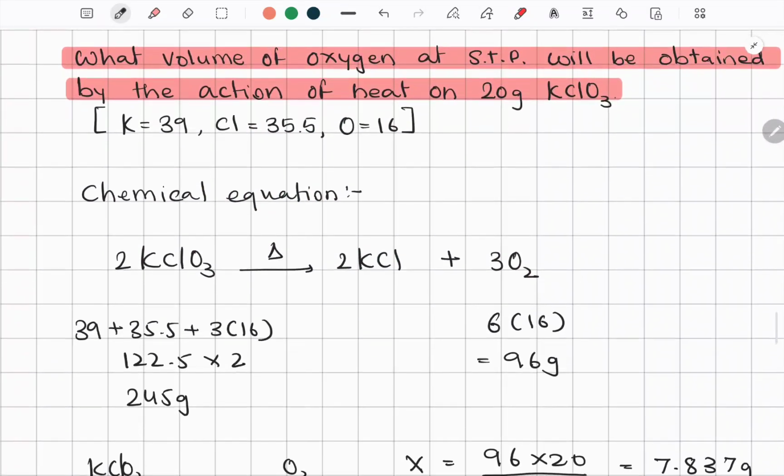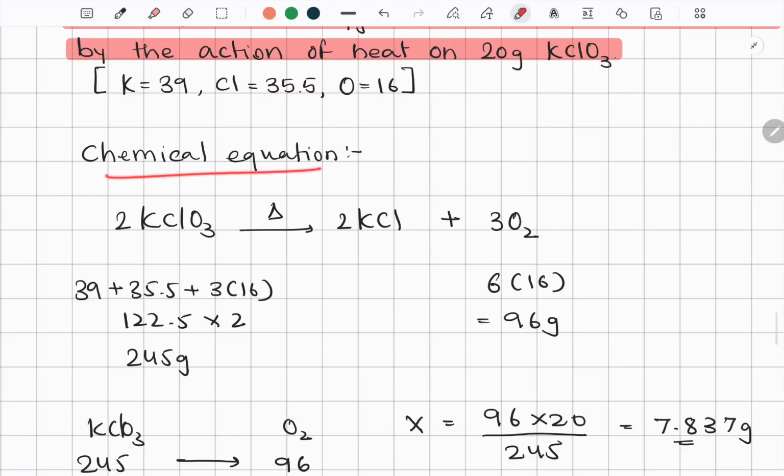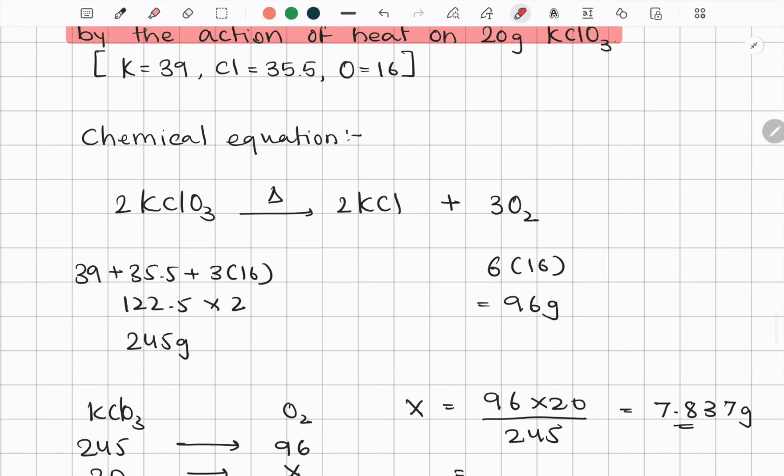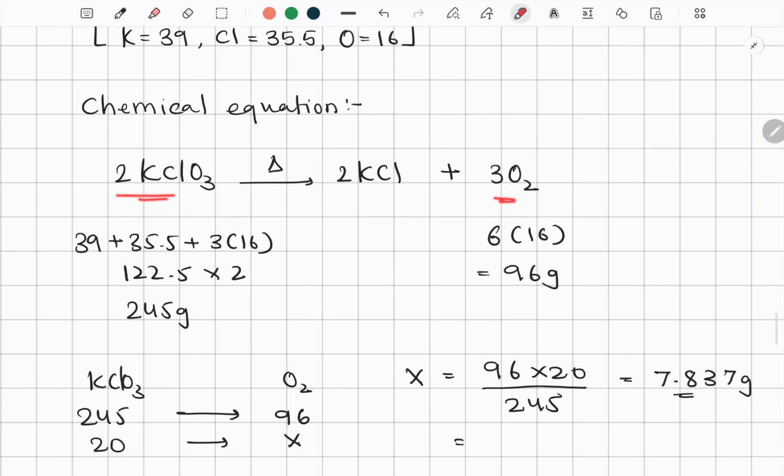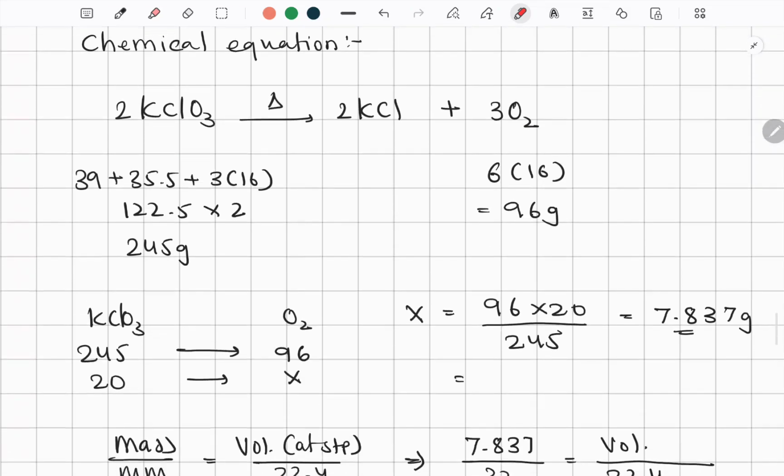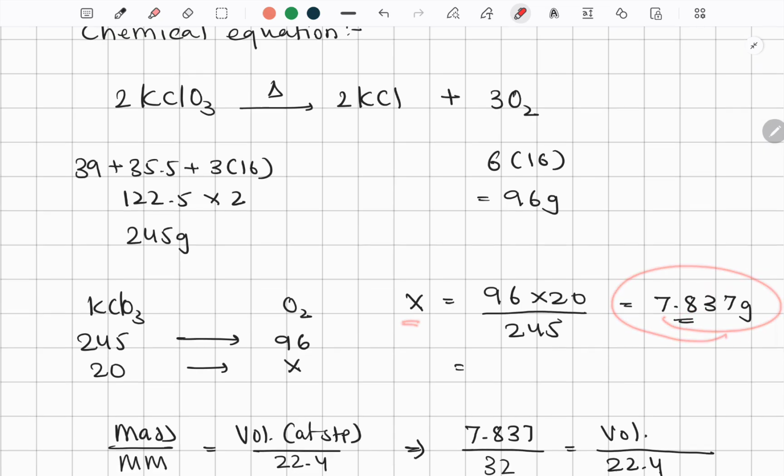Let's go through it once again. This question asked us to calculate the volume of oxygen at STP when heat acts on 20 gram of KClO3. First we write down the balanced chemical equation. Then we calculate the molecular weights of the given compounds. Then we use the unitary method: 245 gram of KClO3 gives 96 gram of oxygen, so 20 gram of KClO3 gives x gram of oxygen, and we calculate x, which was 7.837 gram.